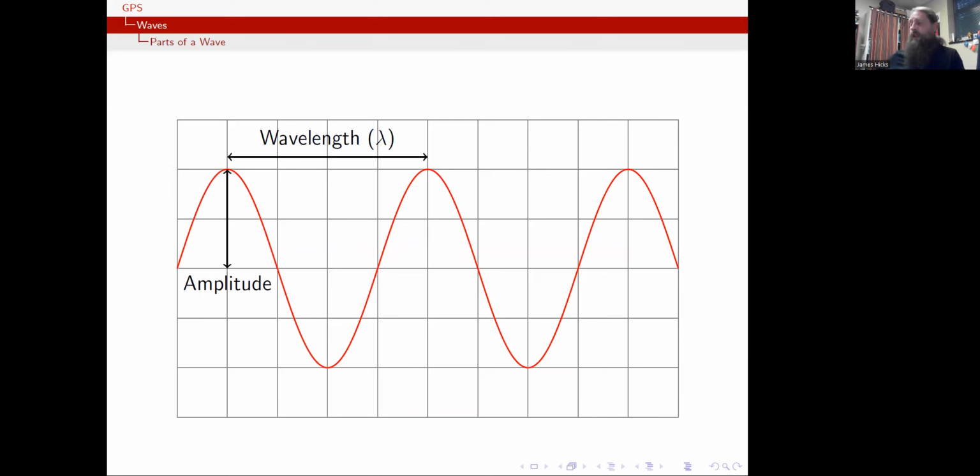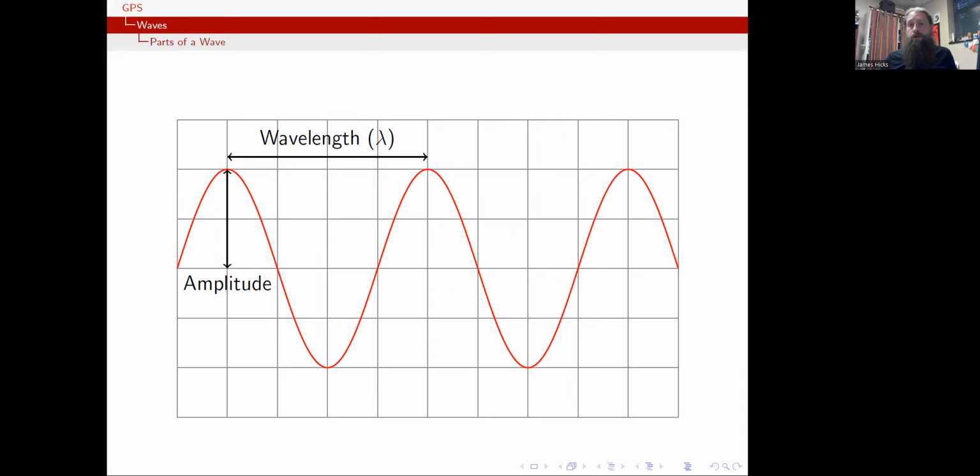So now that we have a way of classifying our waves, we need to know some of the basic parts of a wave. The maximum displacement a wave gets, the biggest it moves away from being completely at rest, that's the amplitude.